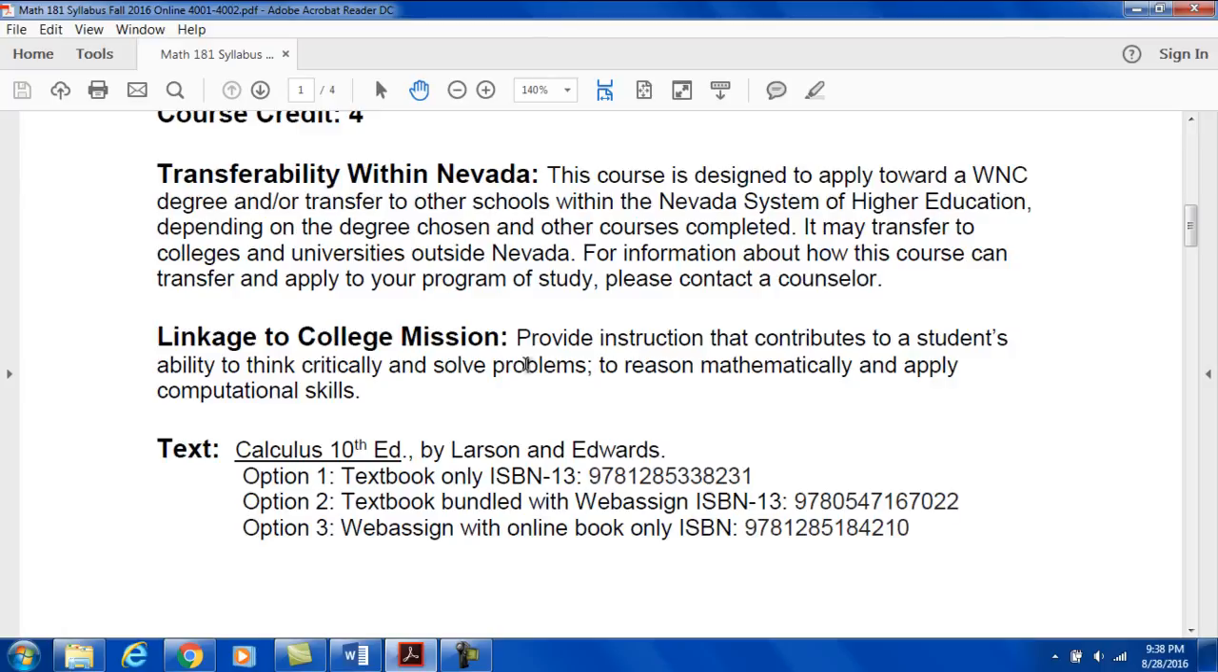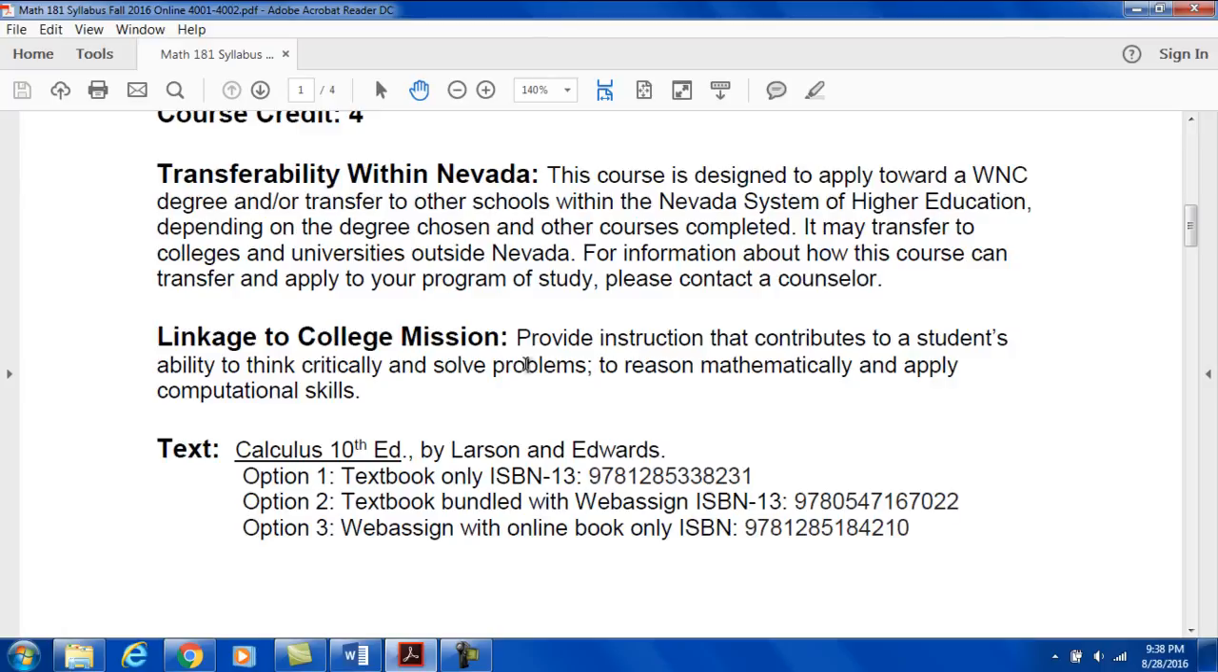We're using Calculus, 10th edition, by Larson and Edwards. So you have 3 options. You can get just the textbook and do paper homework. You can get the textbook bundled with WebAssign and do paper or online work, or you could just do WebAssign and do online work. Now you could get the WebAssign and use the ebook.